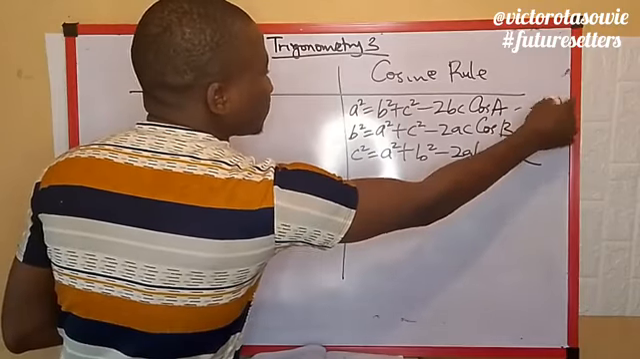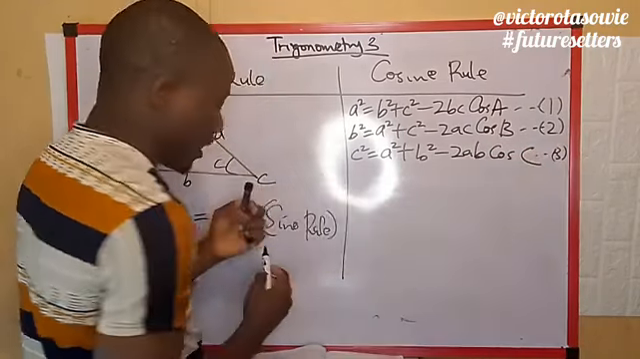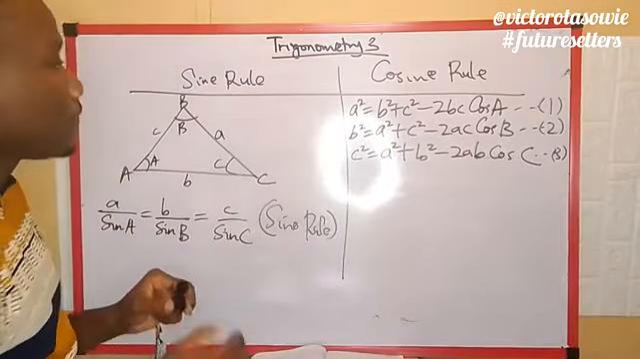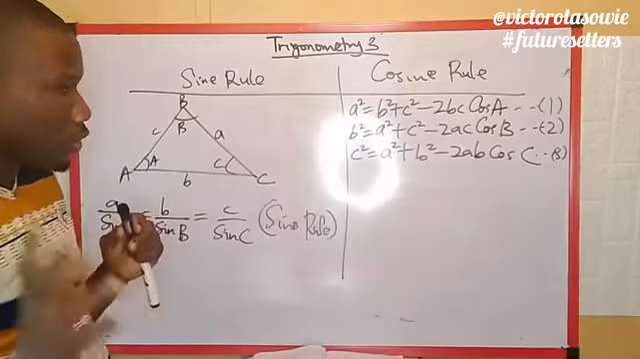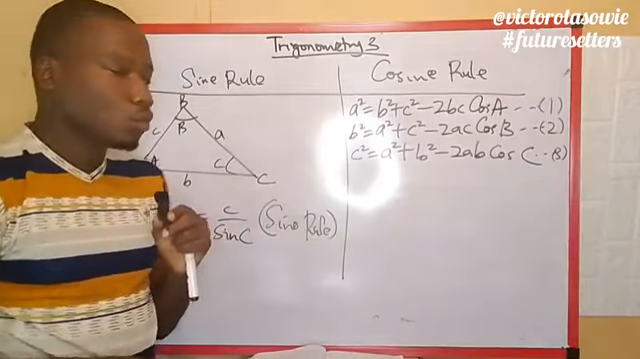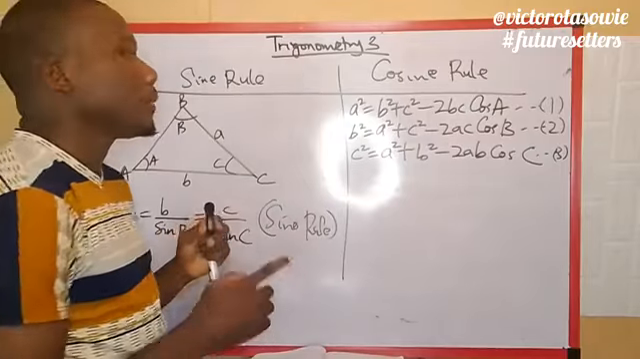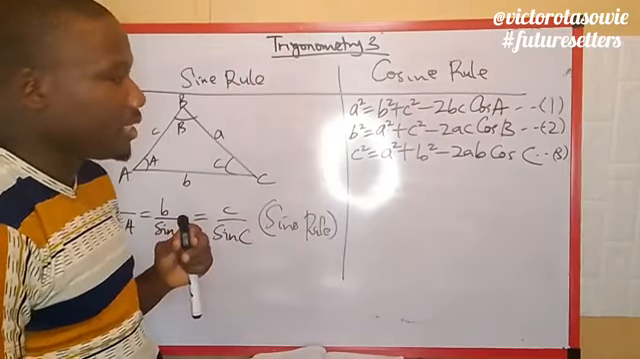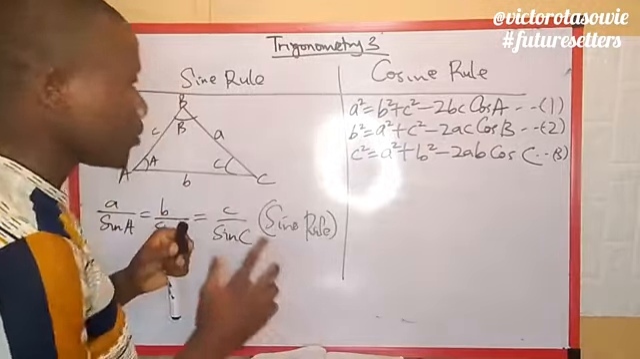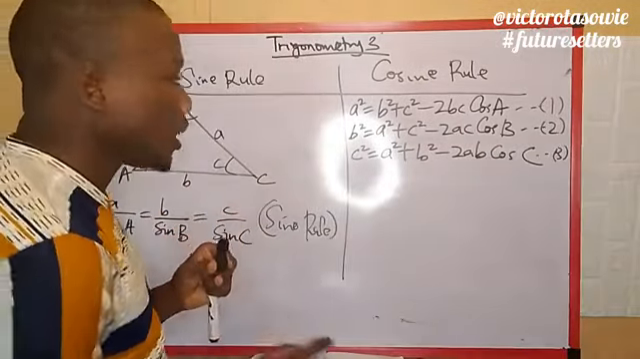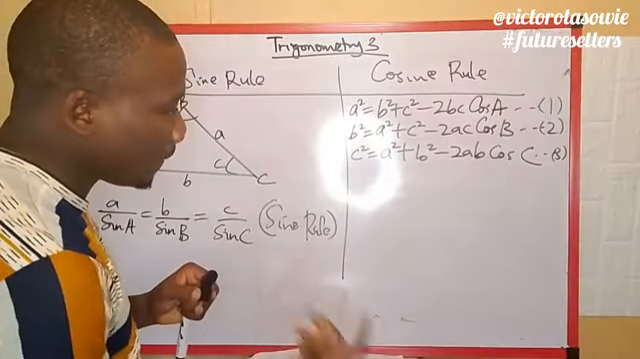So we have equation 1, equation 2, and equation 3. The first one: a squared equal to b squared plus c squared minus 2bc cos A. Then the next one, b squared equal to a squared plus c squared minus 2ac cos B. The next one, c squared equal to a squared plus b squared minus 2ab cos C. So these rules are very much important.